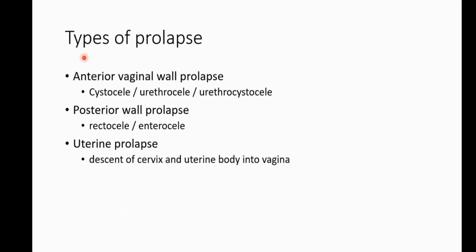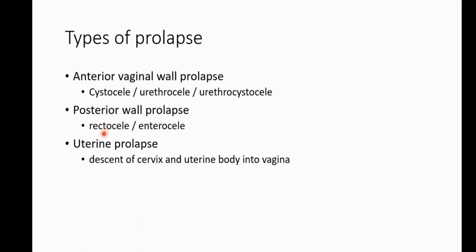Now what are the types of prolapse? First is the anterior vaginal wall prolapse. It includes either descent of the bladder, that is cystocele, or descent of the urethra, that is urethrocele, or descent of urethra and bladder, that is cystourethrocele. Now, in case of the posterior wall prolapse, there can be descent of the rectum, that is rectocele, or descent of the intestine, that is enterocele.